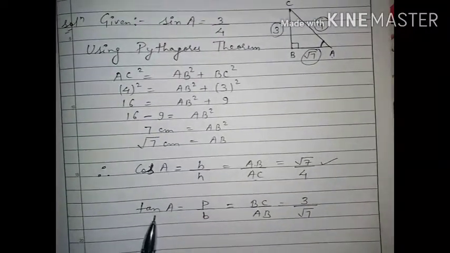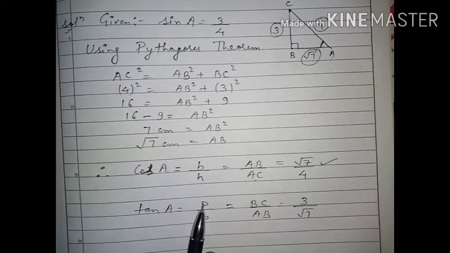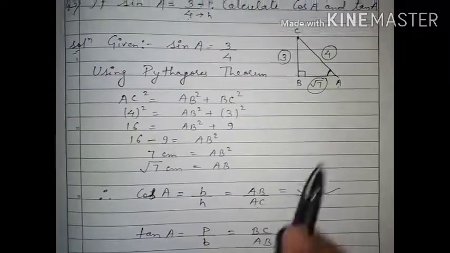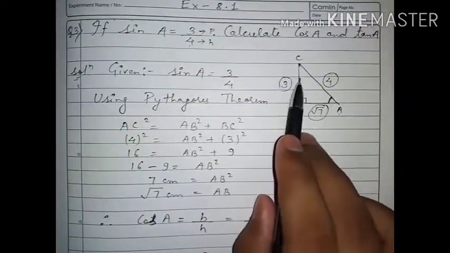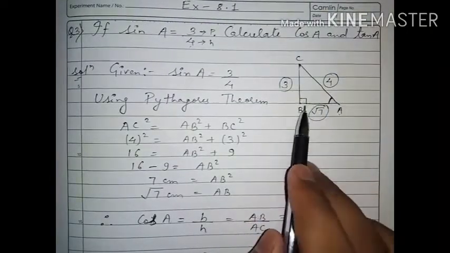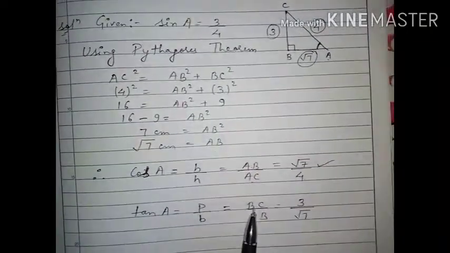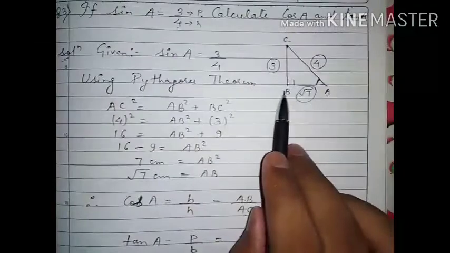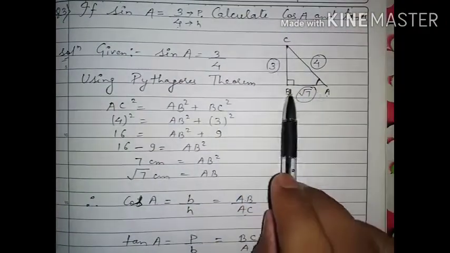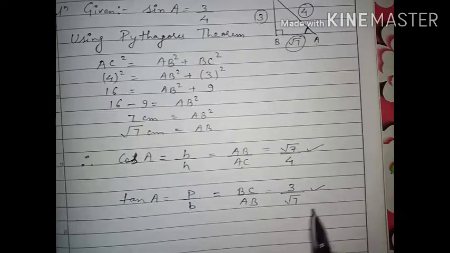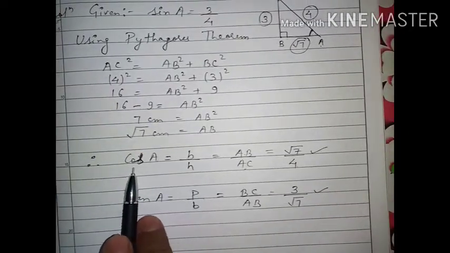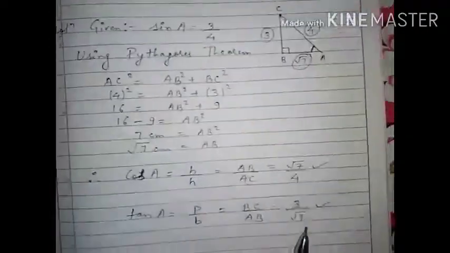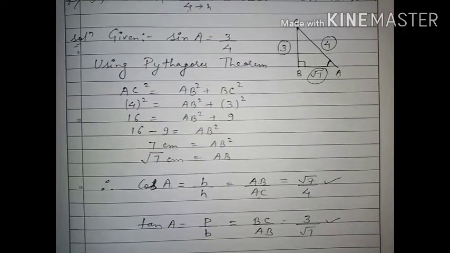Similarly, you have to find the tan A. So tan theta is what? P by B. With respect to this angle A, P is BC and B is AB. So I write it here, BC by AB. Here BC is 3 and AB is root 7. So here 3 by root 7. These are the two values which we have to calculate in the first question, that is cos A and tan A. I hope you all understand this.